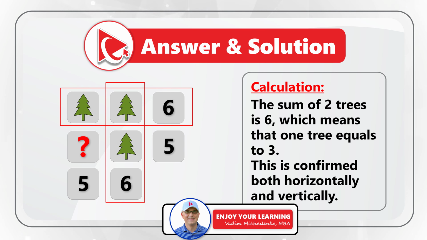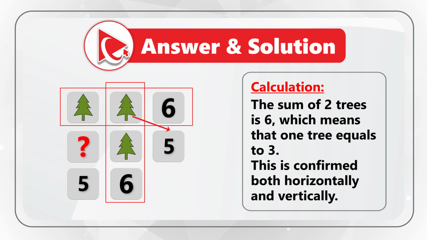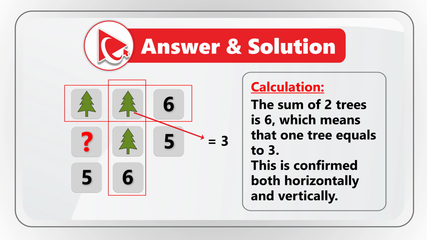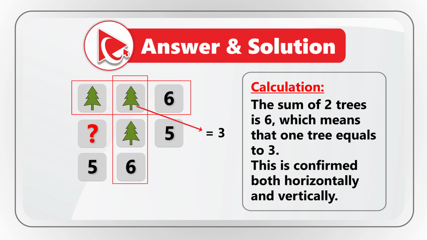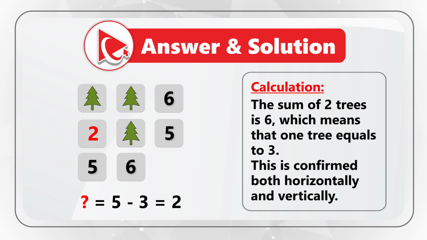Sum of two evergreen trees equals 6, which means that one evergreen tree equals 3. Now we can calculate the missing number, which would be the result of 5 minus 3, which is equal to 2. So the correct answer here is choice A, 2.